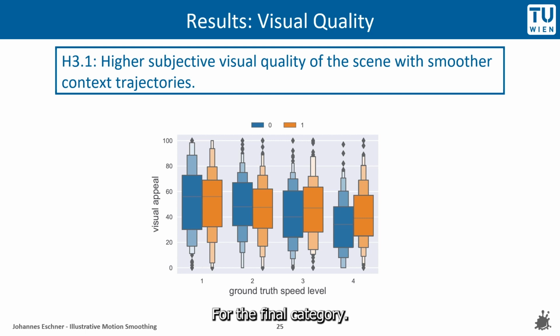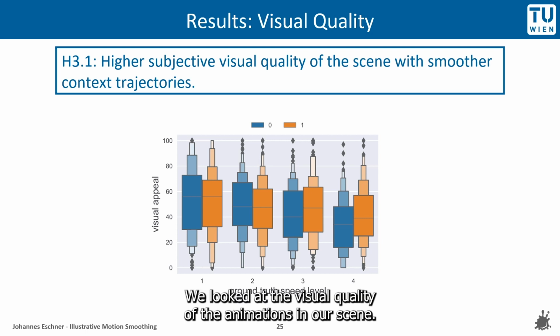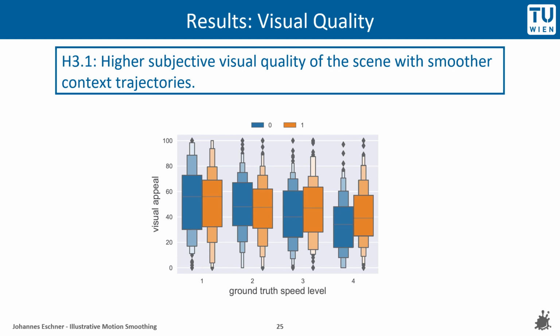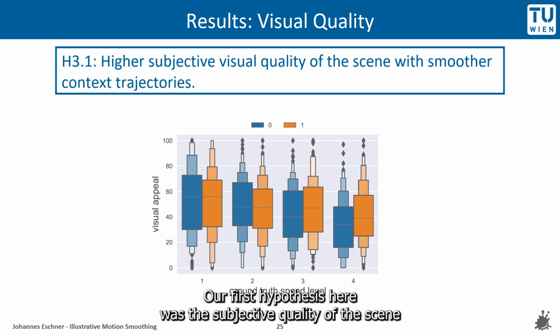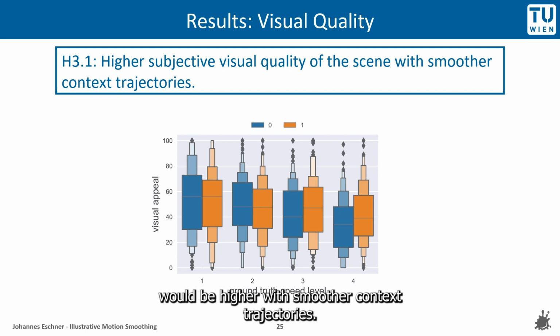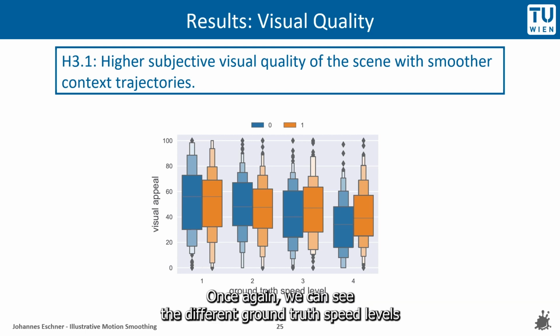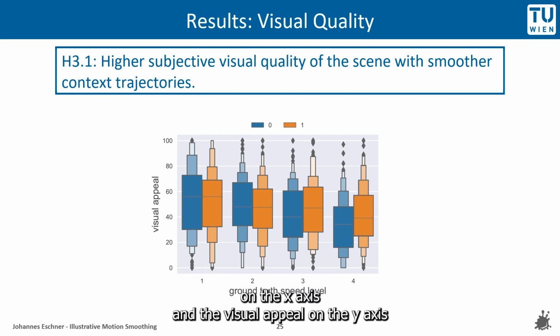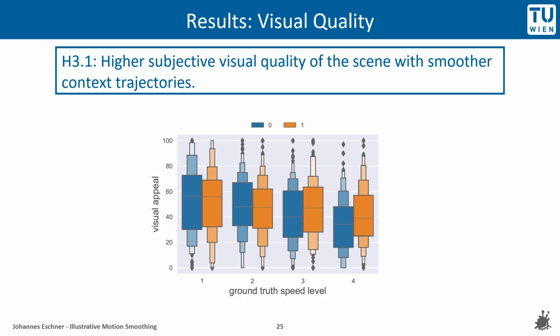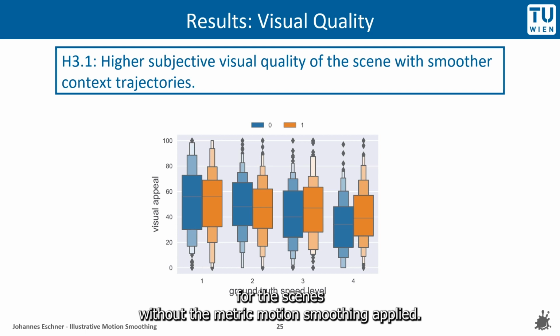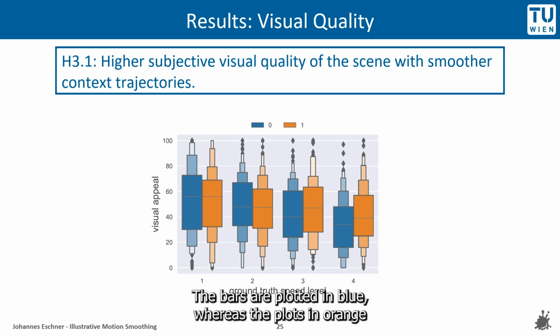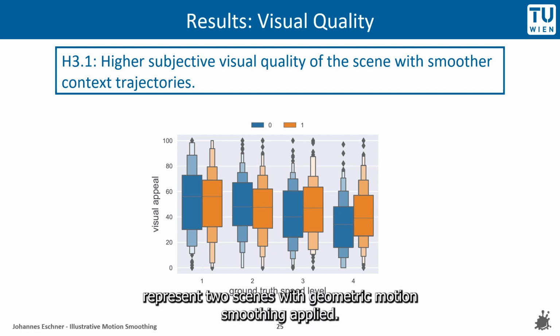For the final category, we looked at the visual quality of the animations in our scene. Our first hypothesis here was that the subjective quality of the scene would be higher with smoother context trajectories. Once again, we can see the different ground truth speed levels on the x-axis and the visual appeal on the y-axis. For the scenes without the geometric motion smoothing applied, the bars are plotted in blue, whereas the plots in orange represent the scenes with geometric motion smoothing applied.